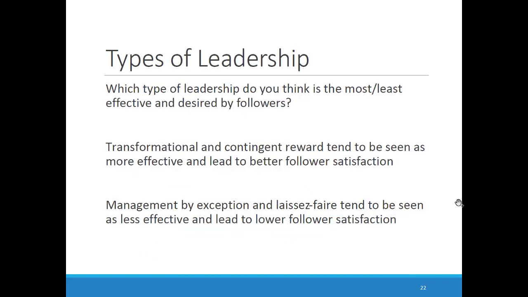Okay, so transformational and contingent reward, like I said, tend to be seen as most effective and lead to better satisfaction by the followers. Management by exception, both passive and active, and also laissez-faire tend to be seen as less effective and lead to lower levels of follower satisfaction.